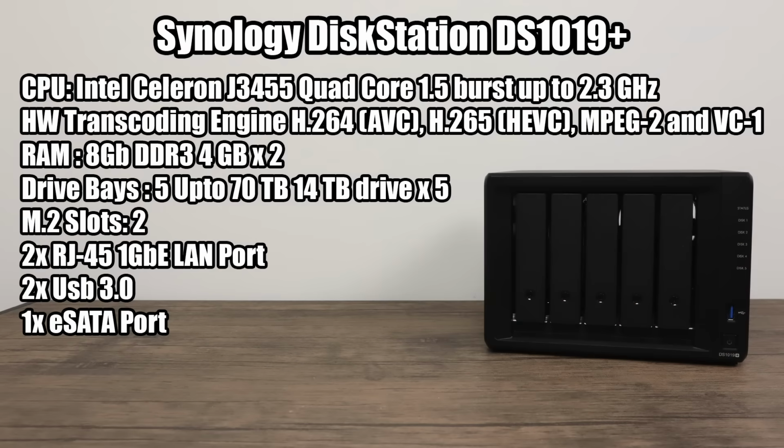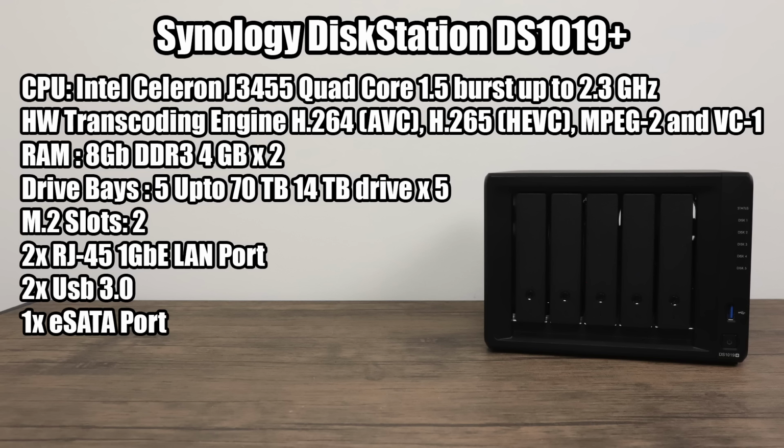Moving on to the specs, our CPU is the Intel Celeron J3455. This is a quad-core CPU at 1.5 GHz, but it will burst up to 2.3 for short periods of time. As for the built-in hardware transcoding engine, H.264, H.265 HEVC, MPEG-2, and VC1. For unsupported formats, you can always download a third-party application from their package center, and I'm going to show you how that works by the end.